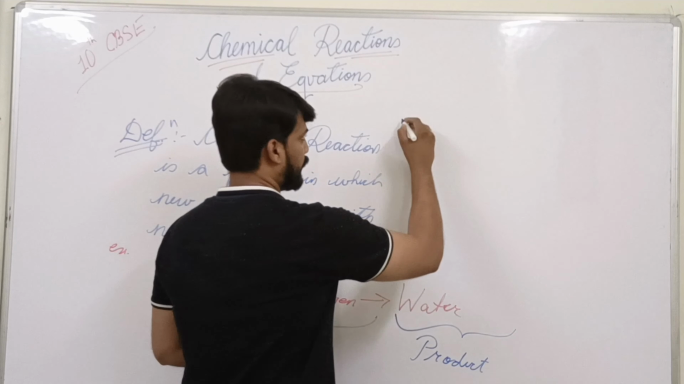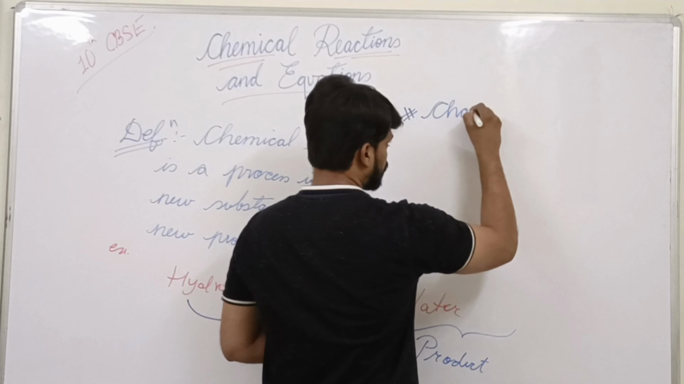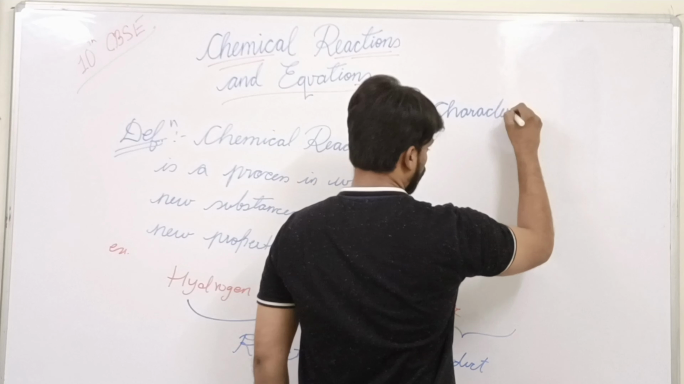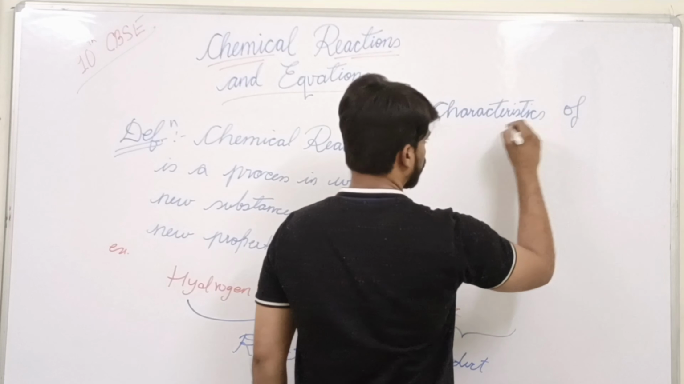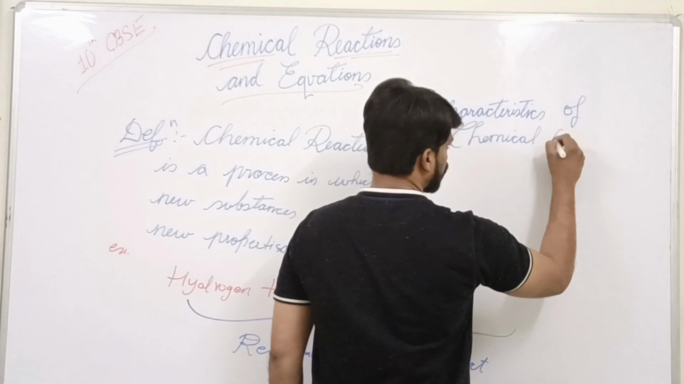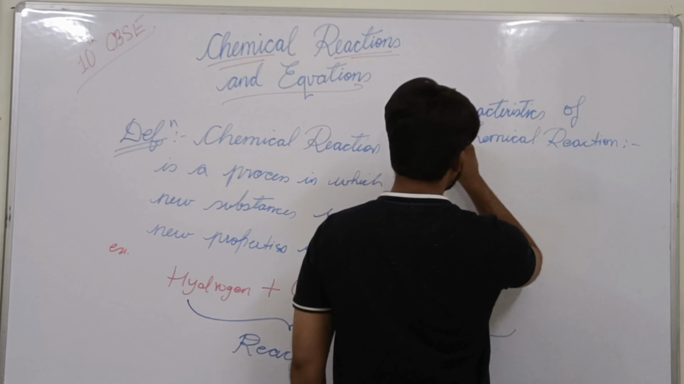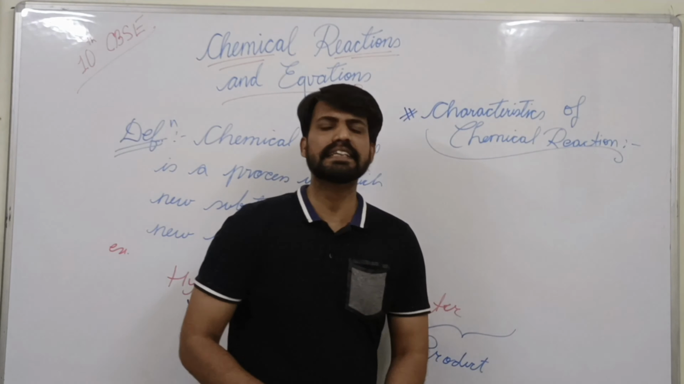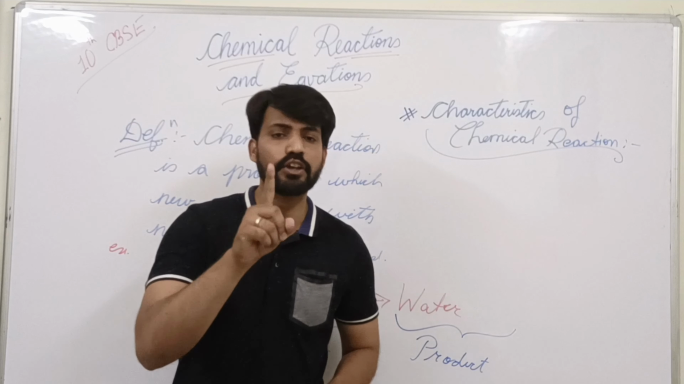The next topic is characteristics of chemical reaction. I am just telling you what the characteristics are. If you observe any one of these characteristics, then you can say that yes, a chemical reaction has been done. So there are five characteristics.